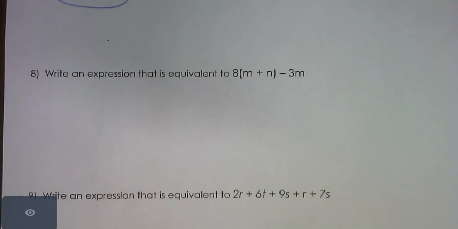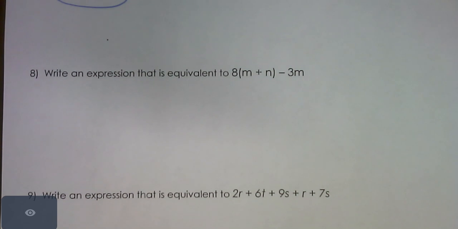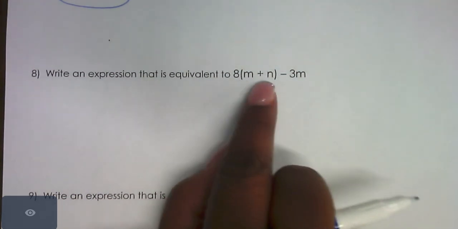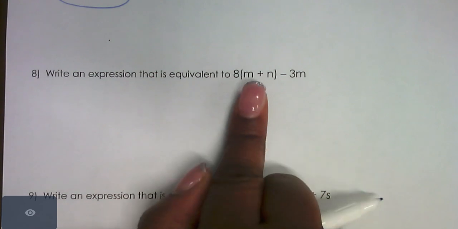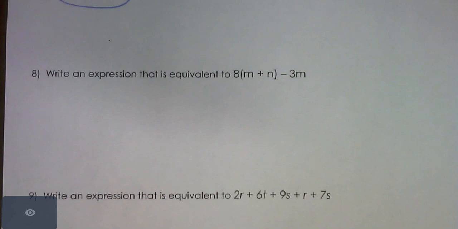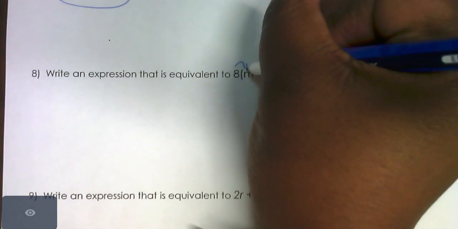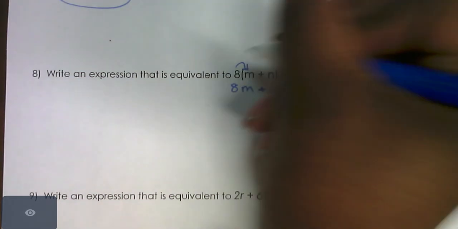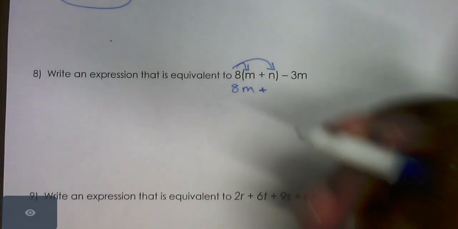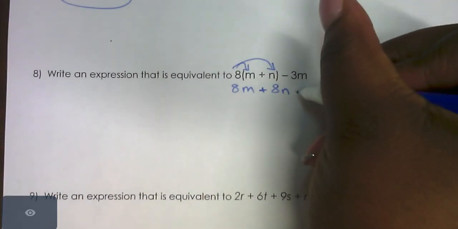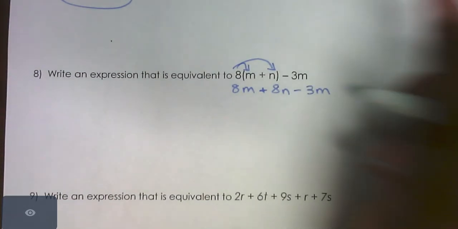Number 8, write an expression that is equivalent to 8 being multiplied by m plus n in those parentheses, and then minus 3m. So I see here I have a distributive property problem, so I'm going to take care of that first before I get into my minus 3m. So let's distribute that 8. 8 times m is 8m plus, distributing my 8 to my n, 8 times n is 8n. And now I can bring down my minus 3m.